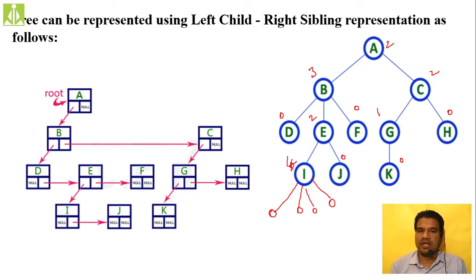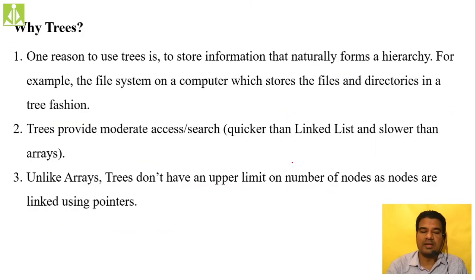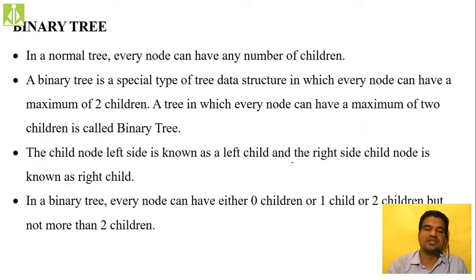That is the degree, we can say. So there is no limitation on the number of children a particular node can have. But when we come to binary trees, there is a limitation. If you read the first point in this slide: in a normal tree, every node can have any number of children, and there is no limitation on the children count.